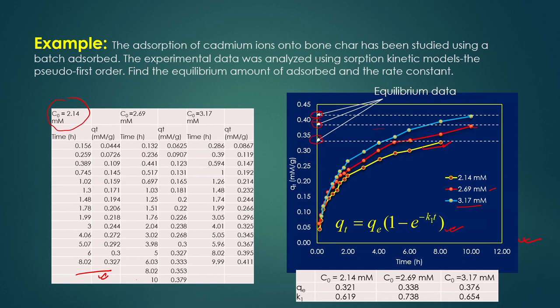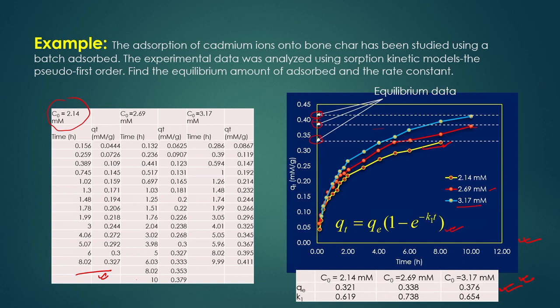After fitting, or you can just solve the nonlinear equation by any numerical method, and after solving you can get the corresponding values of Qe and K1 as given in this table, which I have calculated. Here Qe will be equal to 0.321 and K1 will be 0.619 for the initial concentration of 2.14. Similarly, for other initial concentrations, the corresponding values of Qe and K1 are given here.